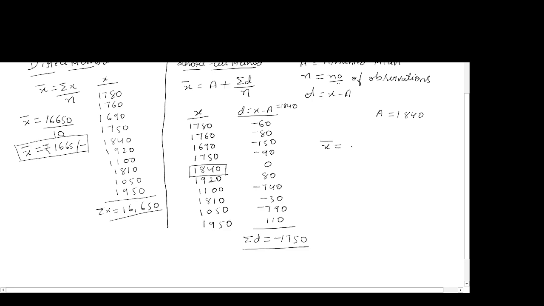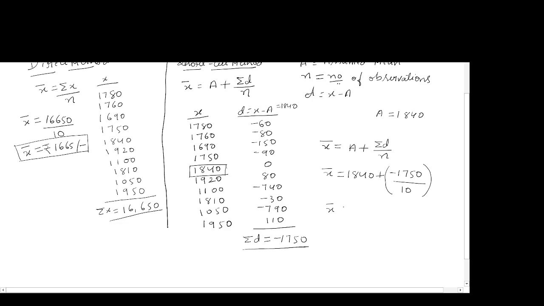Once again I am writing the formula. X bar is equal to A plus summation D divided by N. Now x bar, the mean, is equal to A. What assumed mean have we taken? 1840. Write it as it is, 1840 plus, open the bracket, since we have summation D value negative. How much did we get for summation D? Minus 1750 divided by N. N is the number of observations. How many observations are given? 10, because there are 10 employees. Okay, N is equal to 10.